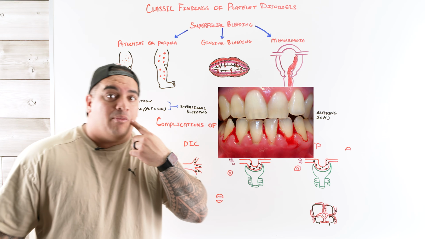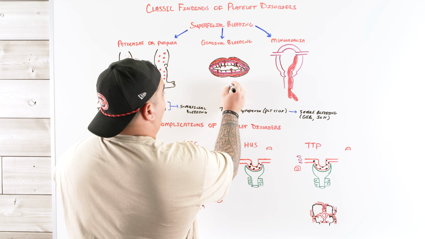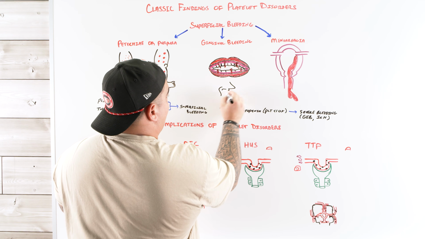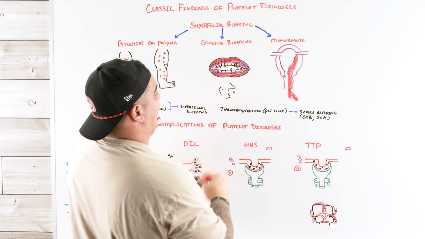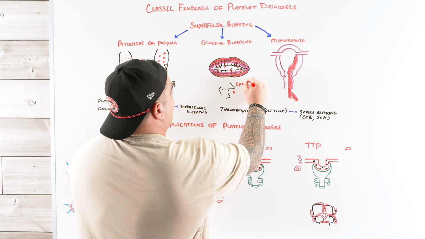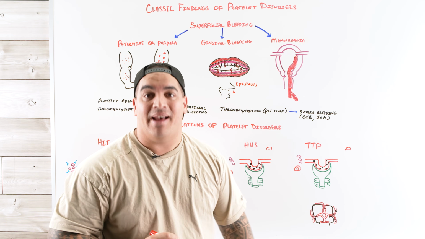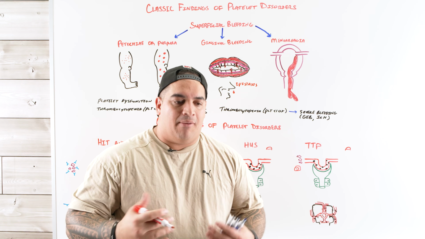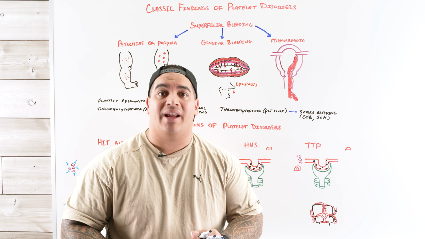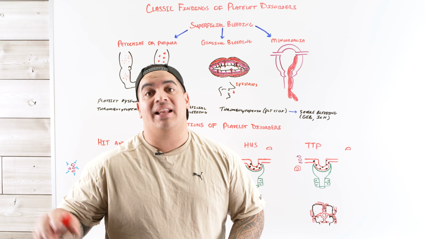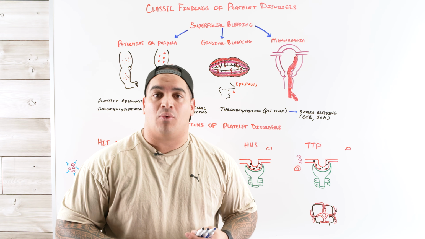Another way is they can get gingival bleeding or epistaxis. So watch out not just for gingival bleeding, but for any evidence of epistaxis as well. And the last one is heavy menstrual bleeding in the form of menorrhagia. If a patient has petechiae, purpura, gingival bleeding, epistaxis, menorrhagia, or prolonged bleeding after a surgery, have a high degree of suspicion for platelet dysfunction or thrombocytopenia.